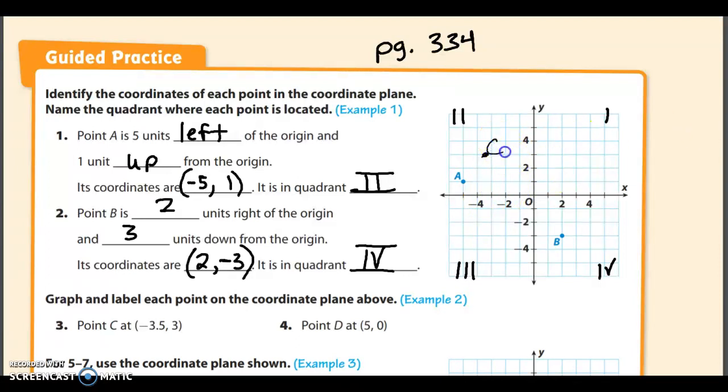And we're supposed to label it, so I'm going to put a C there. And we're now on D. D is at over 5, up 0. Since it's a positive, we go to the right 5 spaces, and we go up 0, which means it's actually on the x-axis. This is point D. So make sure you have point C and point D in the correct spot. Okay, let's move on.